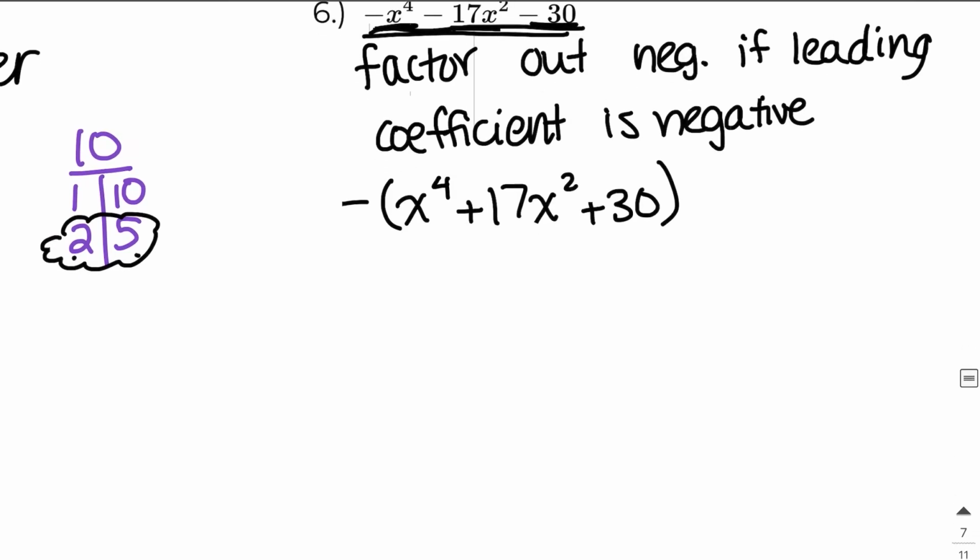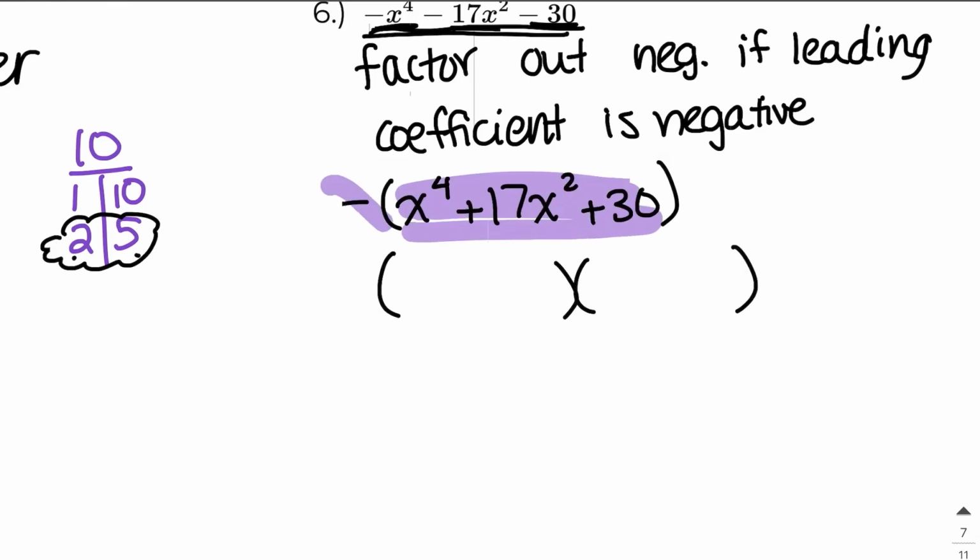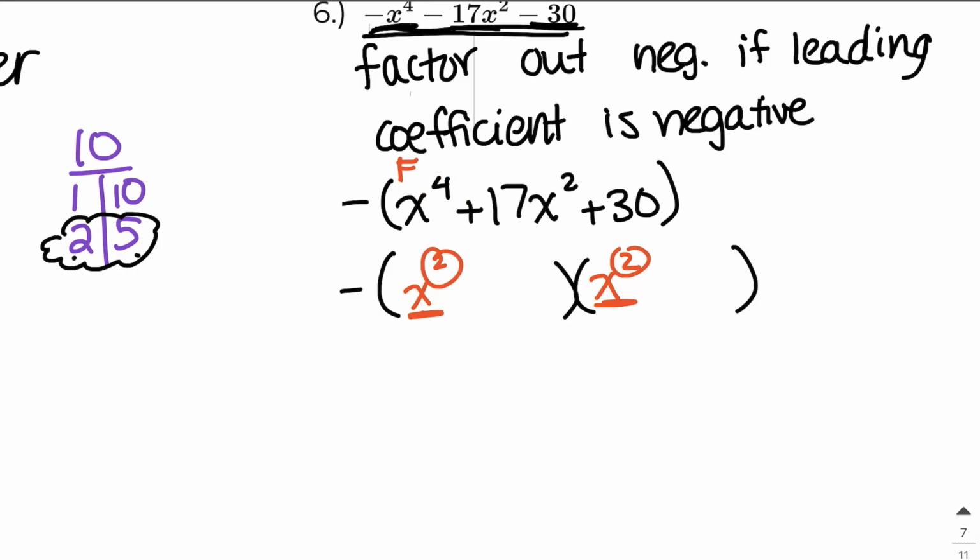All right, cool. Now that I've done that, I can just go ahead and factor what I have inside of here, and I can completely ignore the negative. But I still have to bring that negative down. So just like we've always done, the first two terms multiplied together will give us x to the power of 4. Be careful with this because we need x squared times x squared instead of just x times x, because 2 plus 2 is 4. This x to the power of 4 means that we need these exponents right here, okay?